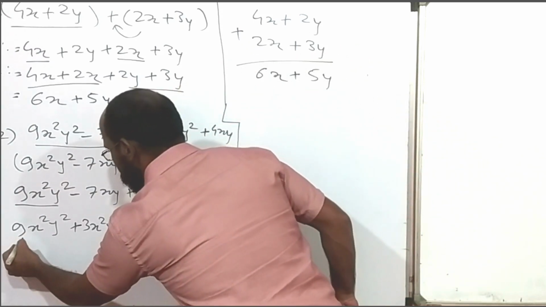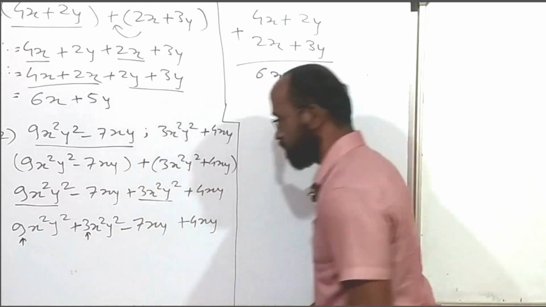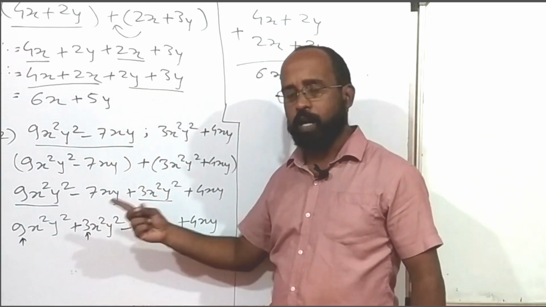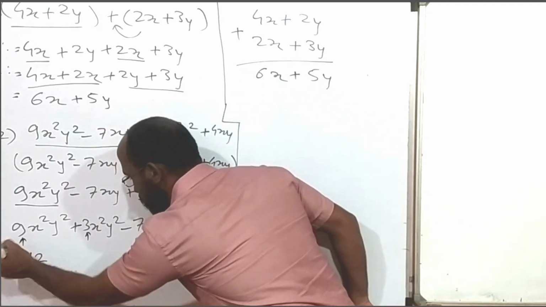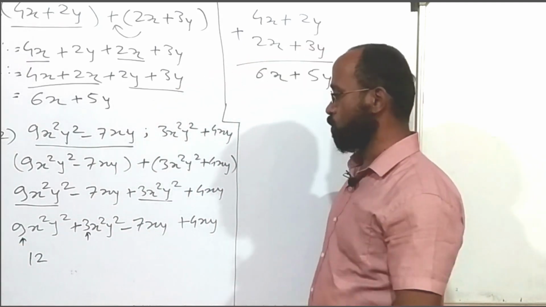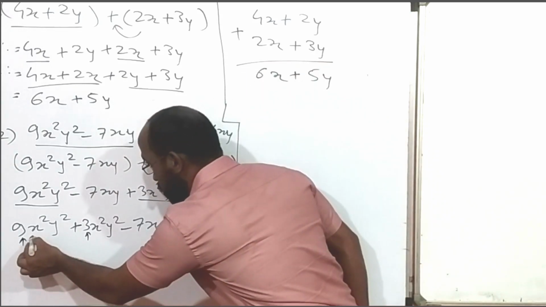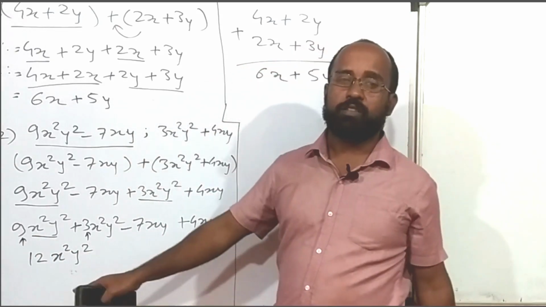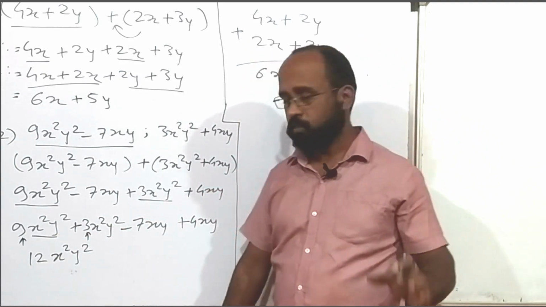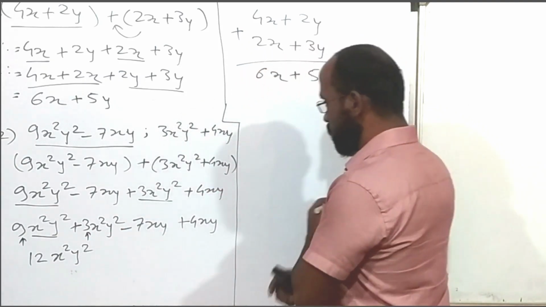Here the symbol is plus 9 plus 3, same symbol. So what we have to do? Addition. Plus plus plus, addition. 9 plus 3, 12. Symbol of the greater magnitude is plus, so plus 12. Write variable with indices as it is, x square y square. While doing addition subtraction we have to write variable with indices as it is. So plus 12 x square y square.